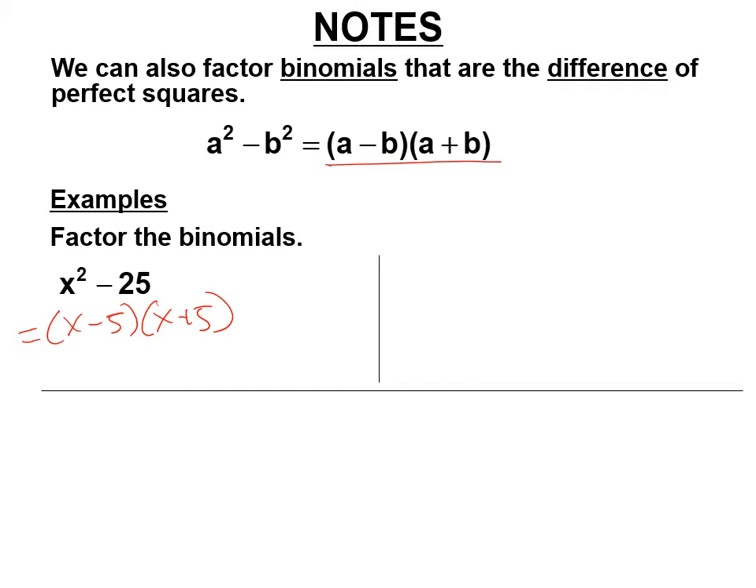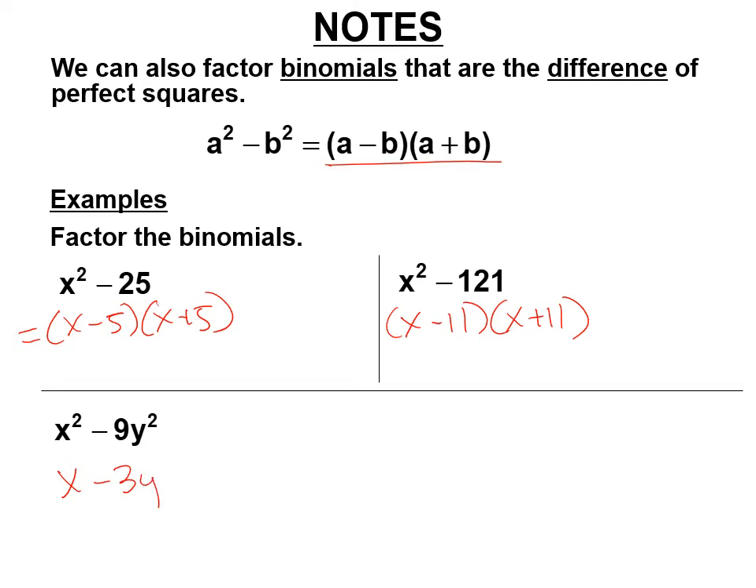It's not a perfect square. It's not the same thing twice. So this is x minus 11, and this is x plus 11. This is x minus 3y and x plus 3y.